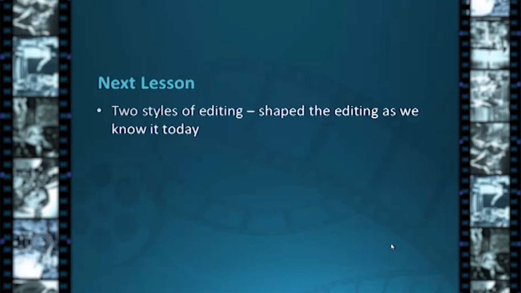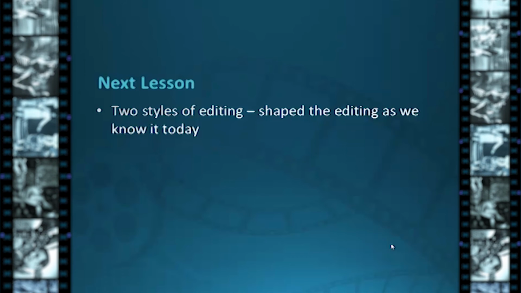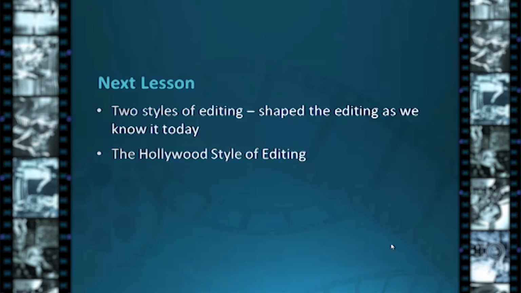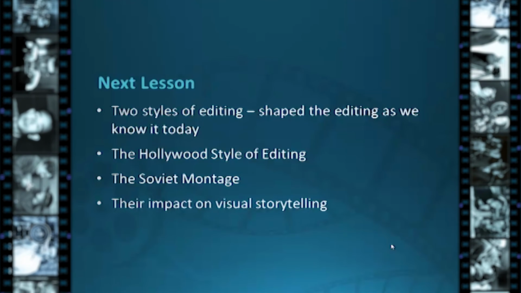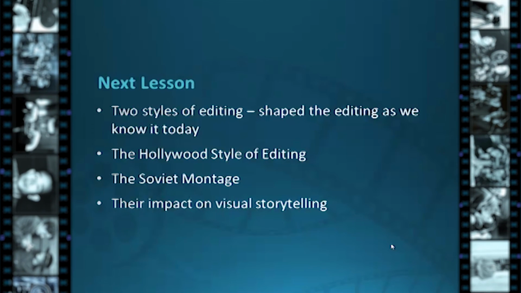In the next lesson, we are going to do something very interesting. We are going to talk about two very important styles of editing that have shaped editing as we know it today. These are the Hollywood style of editing and the Soviet montage. We'll talk in detail about how they came into being and what the various rules associated with them were. And we'll also talk about the impact that they had on visual storytelling. So how did the Hollywood style of editing affect storytelling, and how did the Soviet montage style of editing impact storytelling.